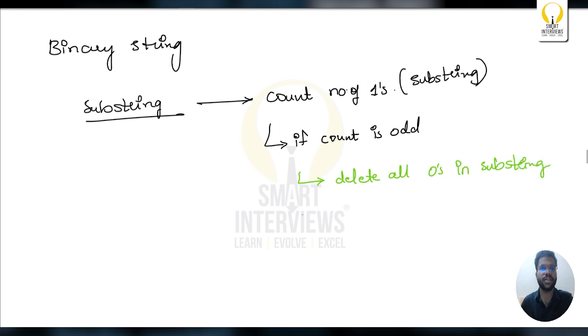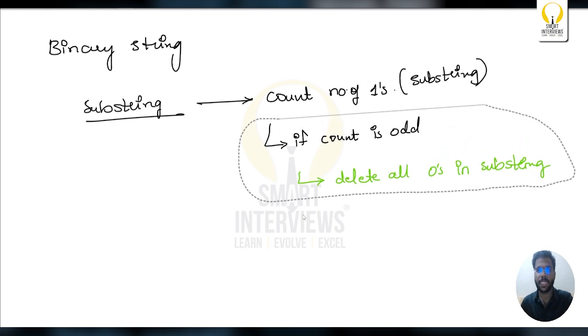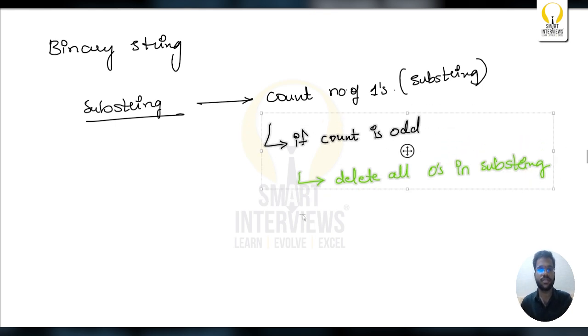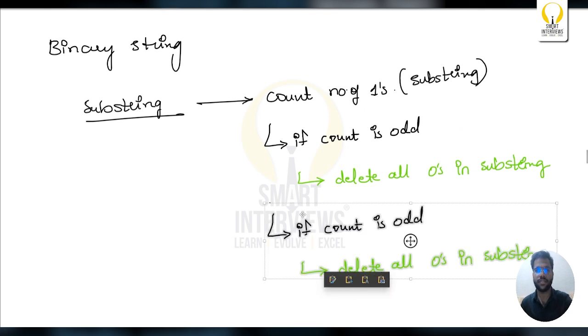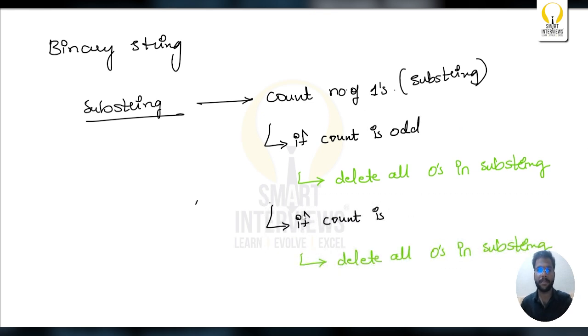Similarly, if the count is even, what do you need to do? Let me write it here. If the count is even, you need to delete ones in the substring. So this is what we have identified or analyzed from the problem statement.